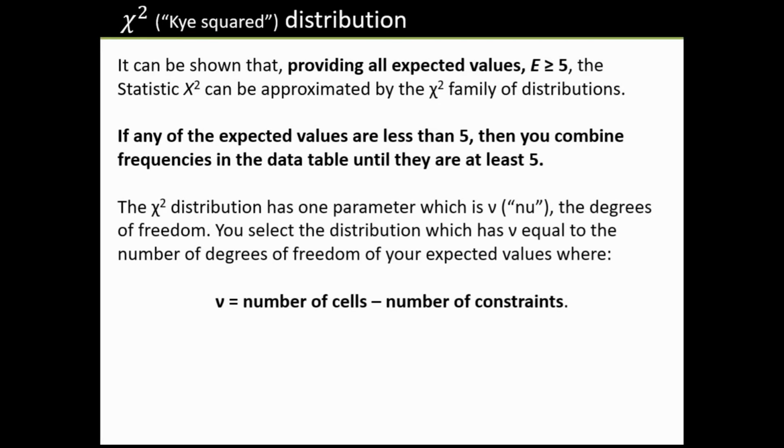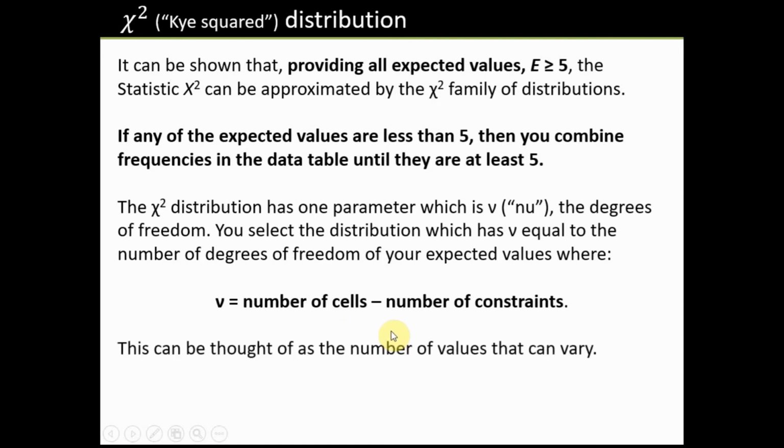So the chi-squared distribution has one parameter, and it's this Greek letter nu, the degrees of freedom, and that can be thought of as the number of cells minus the number of constraints, or perhaps more easily thought of as the number of values that can vary. So if we know the total number of observations, how many of the observed outcomes can vary? That will become clearer, I think, with the example again.